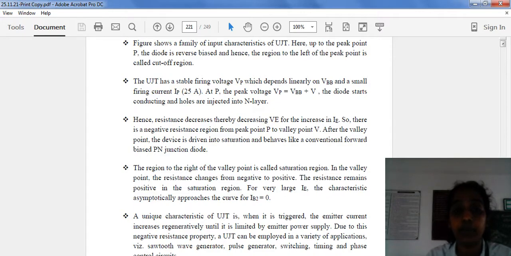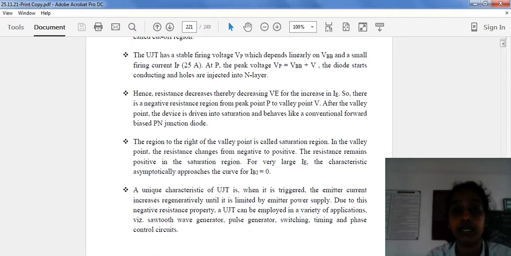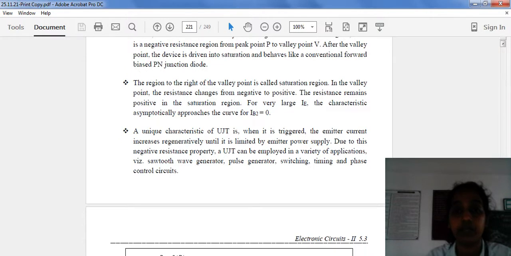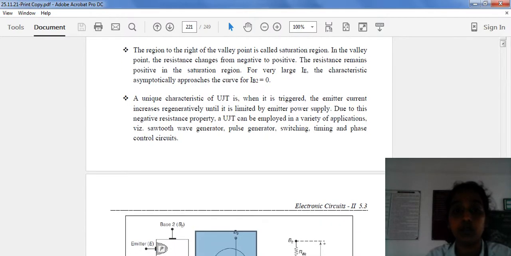After the valley point, the device is driven into saturation and then it behaves like a conventional forward biased PN junction diode. The region to the right of the valley point is called the saturation region. At the valley point, the resistance changes from negative to positive. The resistance remains positive in the saturation region for a very large value of emitter current, where the characteristic approaches the curve, that is, the current in the base 2 terminal becomes 0.